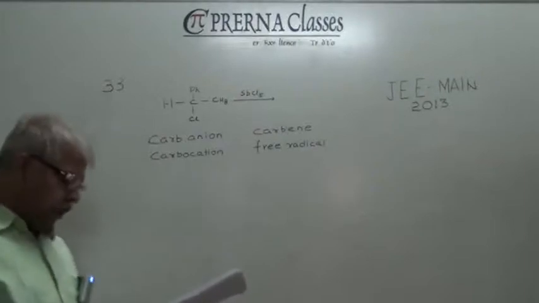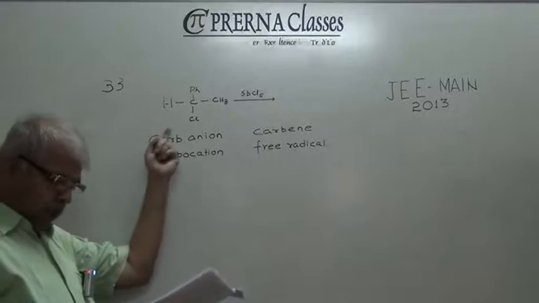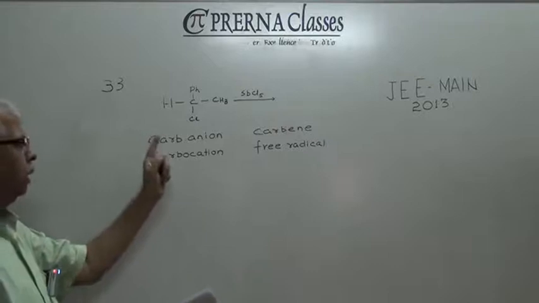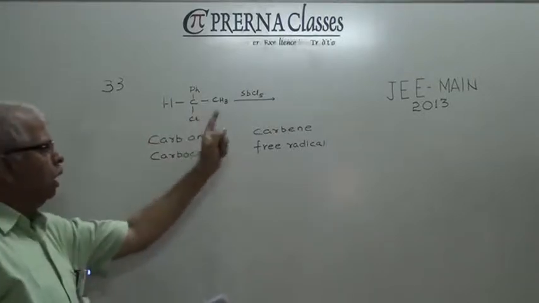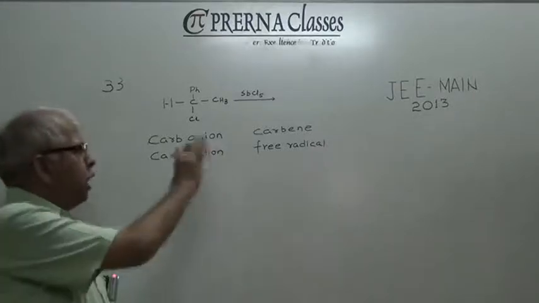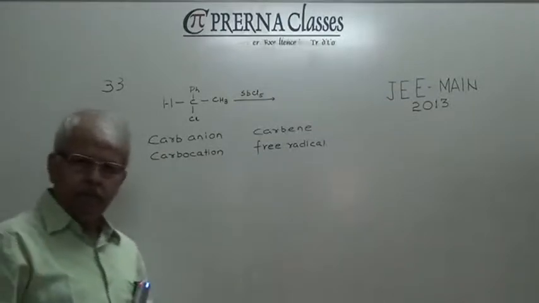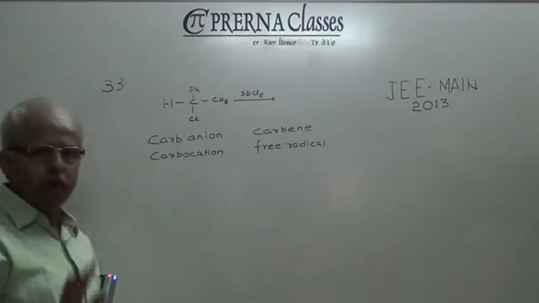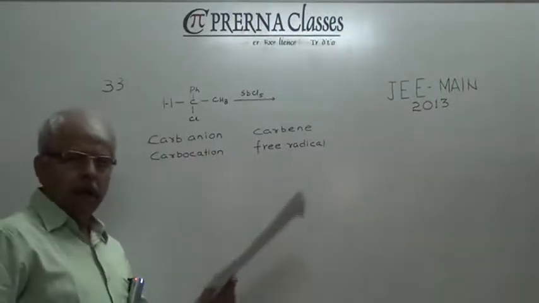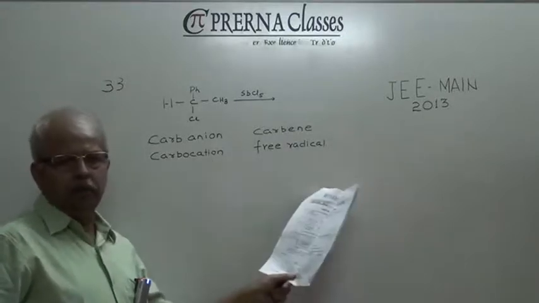Now the next question is, a solution of 1-chloro-1-phenylethane in toluene and in presence of SbCl5 racemizes. This is due to formation of, and the options given were anion, carbene, carbocation or free radical.